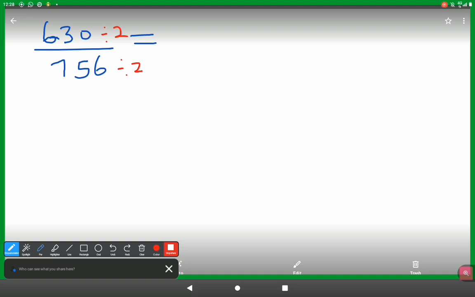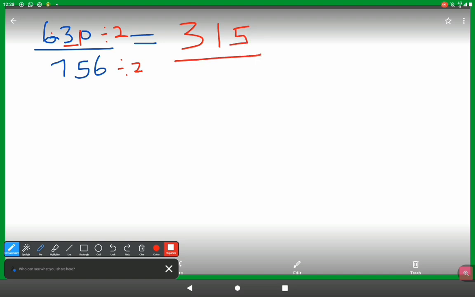So 6 divided by 2 is 3. There is no remainder, so I move on to the next digit, 3. Then 3 divided by 2 is 1, remainder 1. So you put the remainder at the back of the next digit, which is 0. That will be 10. Then 10 divided by 2 is 5.